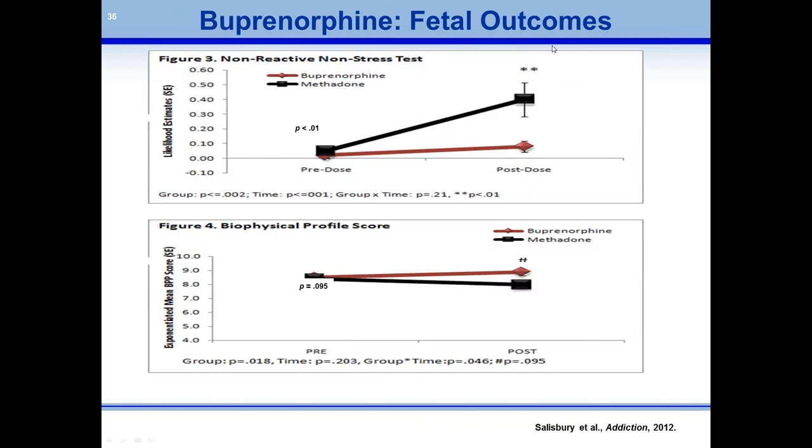In terms of fetal outcomes, these are secondary data from our mother study. I'll show you the primary data in a little bit. But what we found was that this is methadone and these are non-reactive stress tests. And so buprenorphine seems to have somewhat of a less suppressive effect than methadone. That's not a terribly surprising finding given the pharmacology of the medications, but it is something that is there.